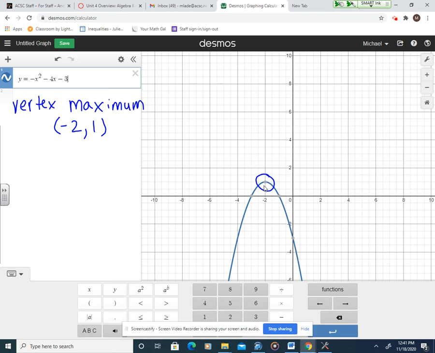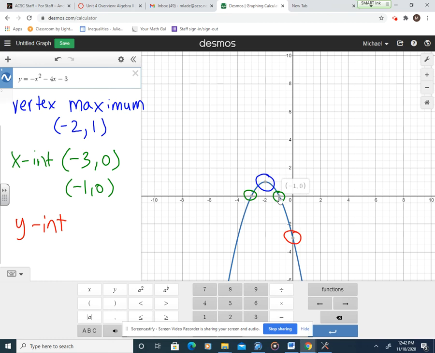Alright, let's find the x-intercepts. So where does the graph cross the x-axis? Right here at these 2 points. There's 2 x-intercepts on this particular graph. So the first one is what? Negative 3, 0. And the second one is negative 1, 0. And then last, let's find the y-intercept. So where does it cross the y-axis? At this point. So the coordinates of the y-intercept looks like 0, negative 3.